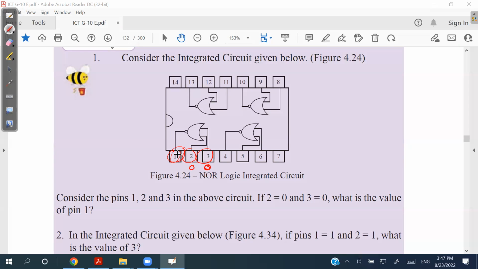Right, so if 2 and 3 are receiving 0, since it is a NOR gate, what's going to happen to the 0s? They are going to add up and then be inverted. So 0 plus 0 will be 0. And when it is inverted, it will become 1. So that is how you are going to deal with this.